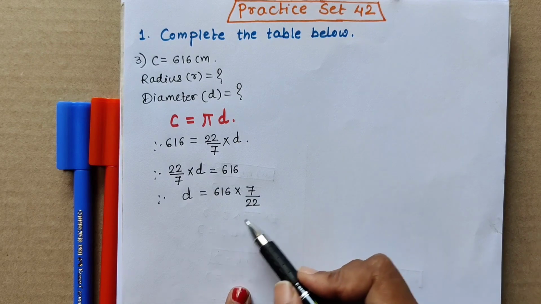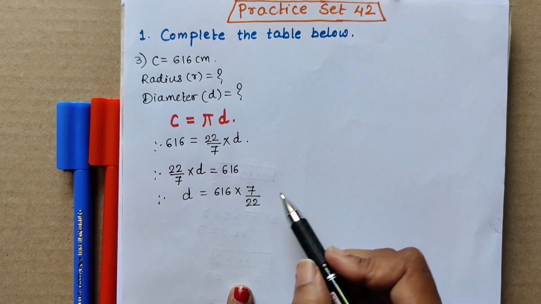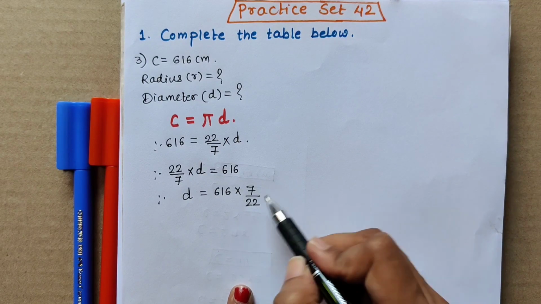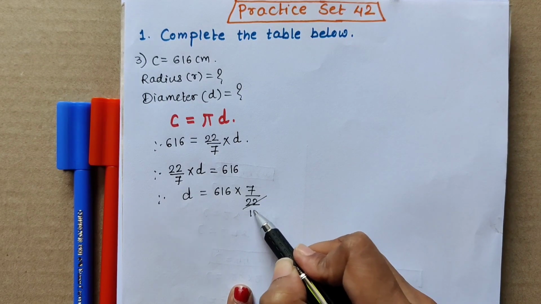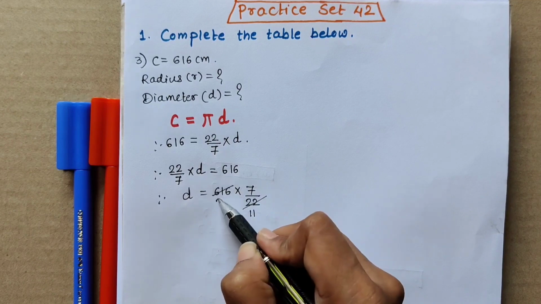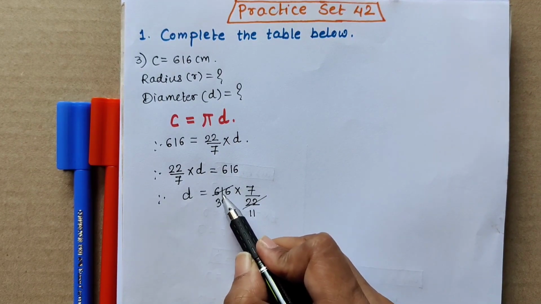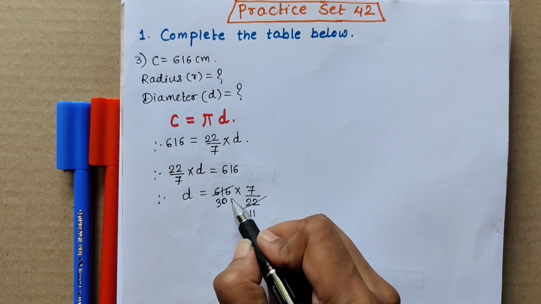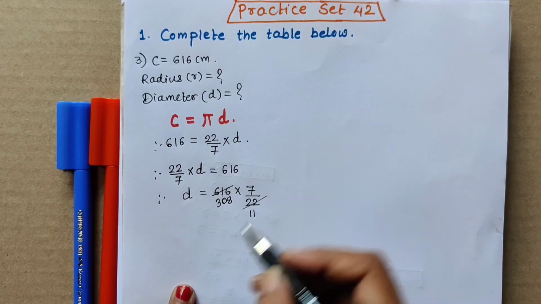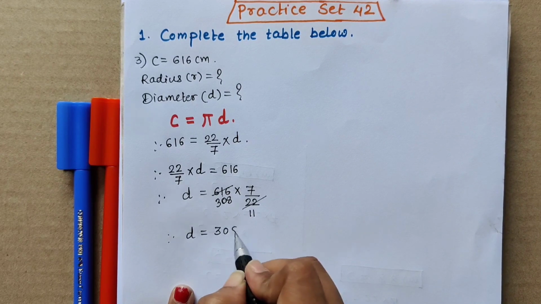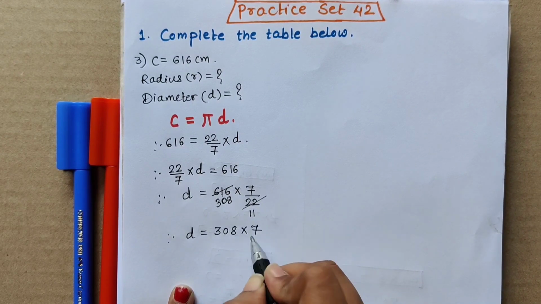If you find 22 a very big number, you can first cancel by 2 and then by 11. So first we cancel by 2. 2 ones are 2, 2 threes are 6, then 1 is there, so we write 0. Then 1 and 6 make 16, 2 8s are 16. So we are getting D is equal to 308 multiplied by 7 upon 11.